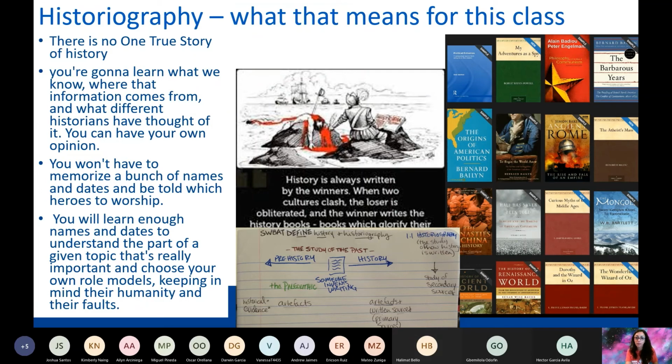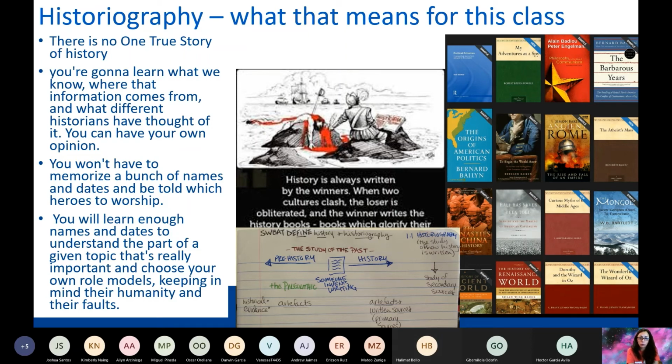And a comment about what this means for our class, right? So you are not gonna memorize dates and names and call it a day and say that you learned history. That is no way to do it. There is no one true story of history. That doesn't mean it's all made up. It just means that we have to be very attentive to how perspective affects the way we tell stories.